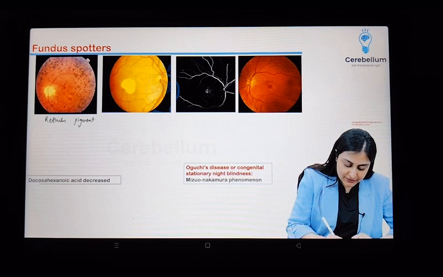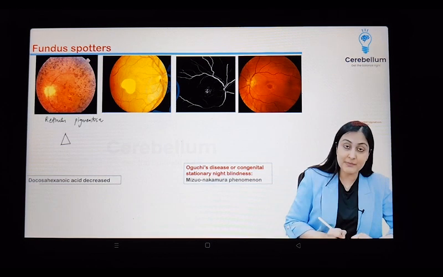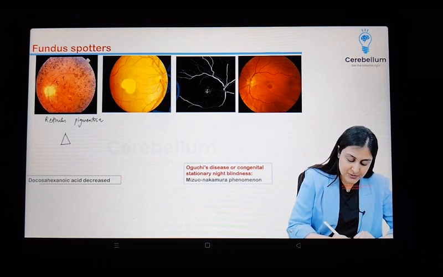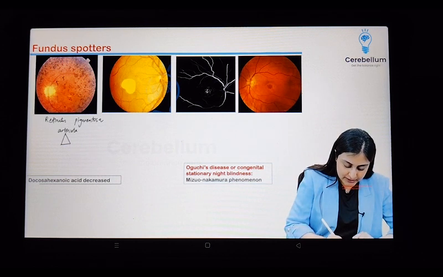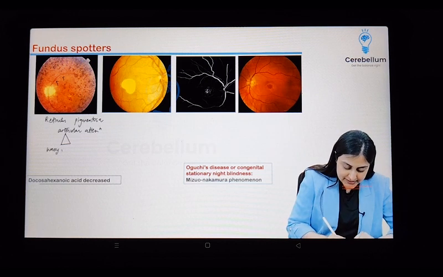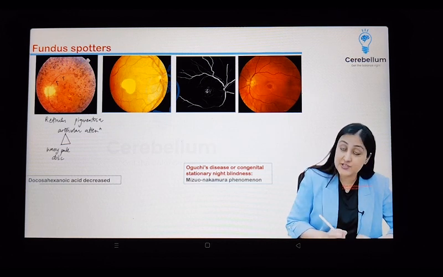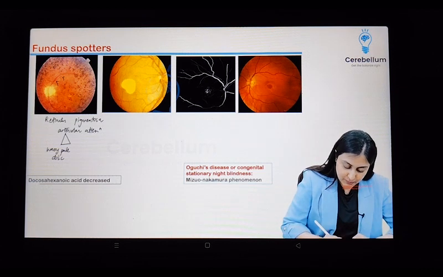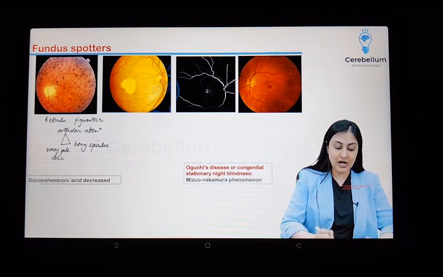So what is the triad of retinitis pigmentosa? Remember, one, we are going to be seeing arteries which are attenuated. So you can see how attenuated they are. Arteriolar attenuation, waxy pale disc. This we've already seen in consecutive disc atrophy. And you're going to have these bony spicules. Alright, so this is the triad of the fundus findings of RP.